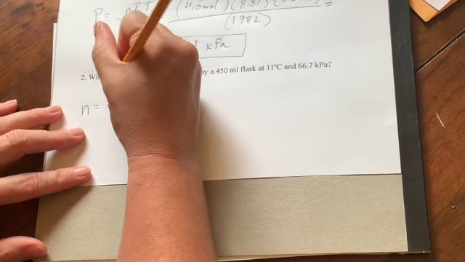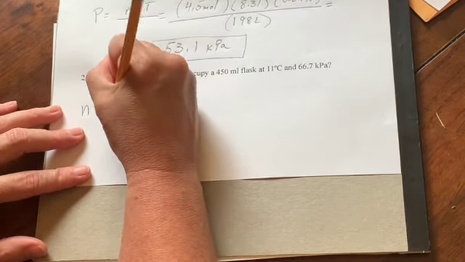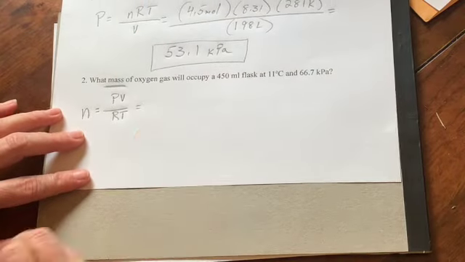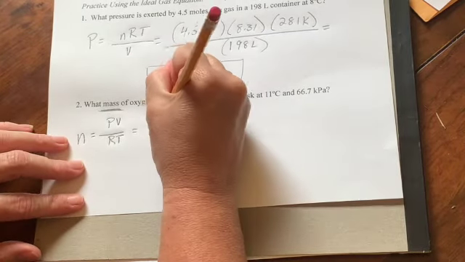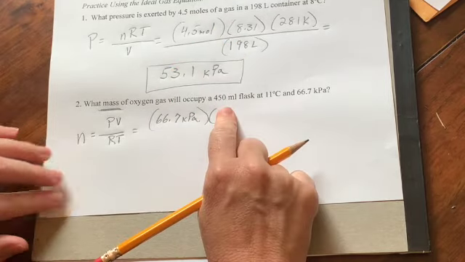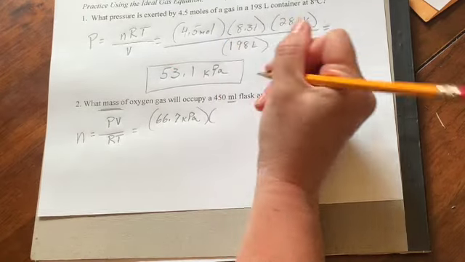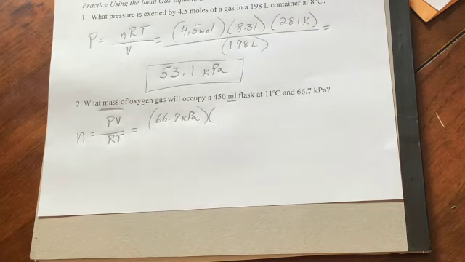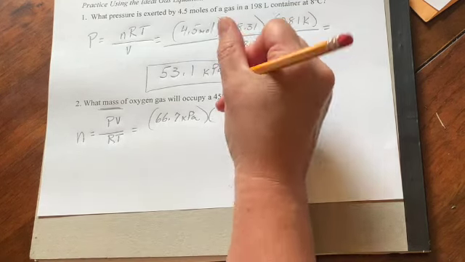Again, I like to do my algebra first. PV over RT. My pressure is 66.7 kilopascals. My volume is 450 milliliters. Remember, that needs to be in liters or decimeters cubed. So we're going to go ahead and convert that.